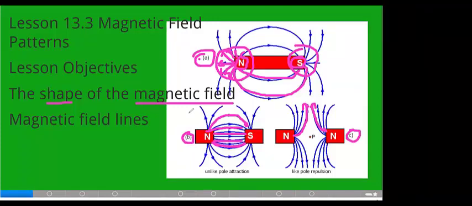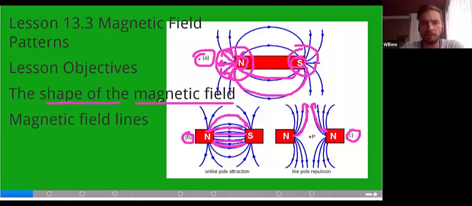So, we're going to look at the shape of the magnetic field, and then we're also going to focus on magnetic field lines.